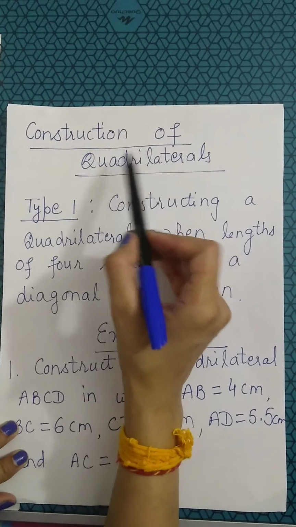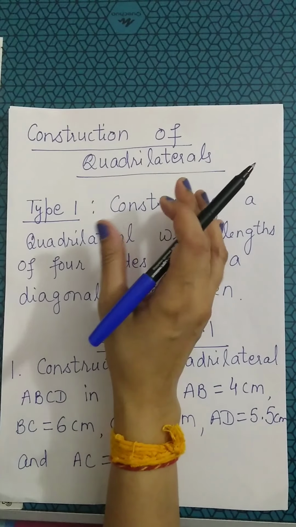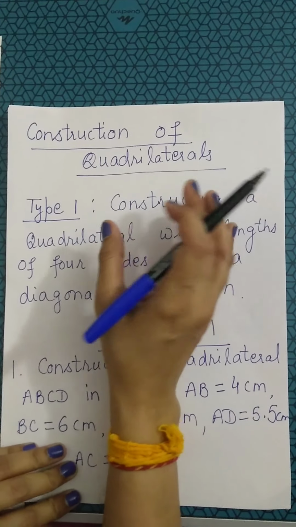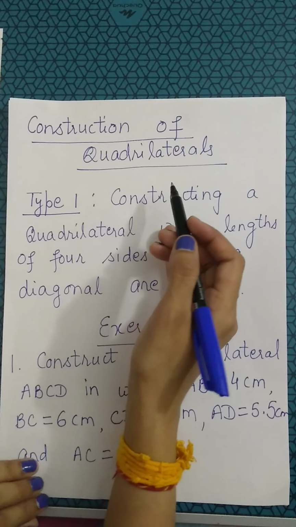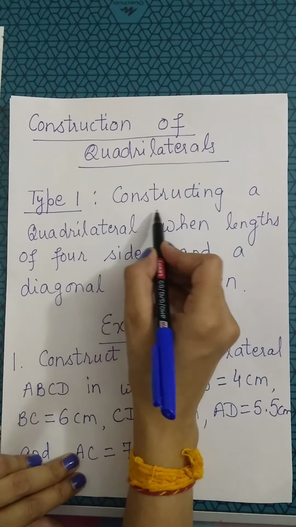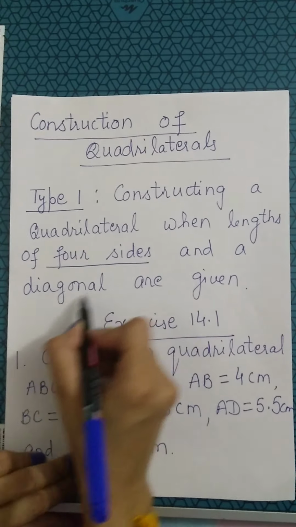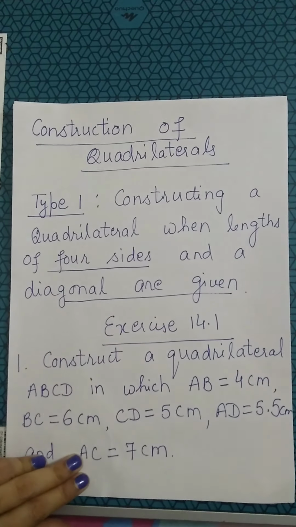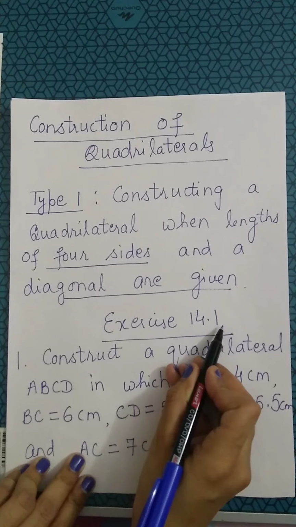Today let us start with the construction of quadrilaterals. Till now we have done understanding the quadrilaterals. Now we will be learning how to construct quadrilaterals. We'll be discussing few types here. First of all, the first type, that is constructing a quadrilateral when lengths of 4 sides and 1 diagonal are given to us. So we'll start with the construction from exercise 14.1.